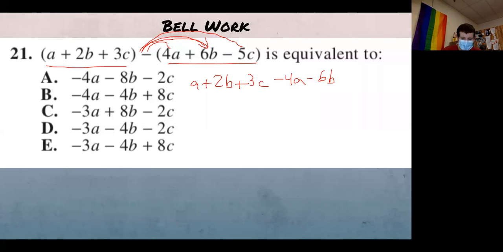And then that also means I'm going to subtract negative 5c. So if I subtract negative 5c, that's the same as adding 5c. So that's how the distributive property will work out.